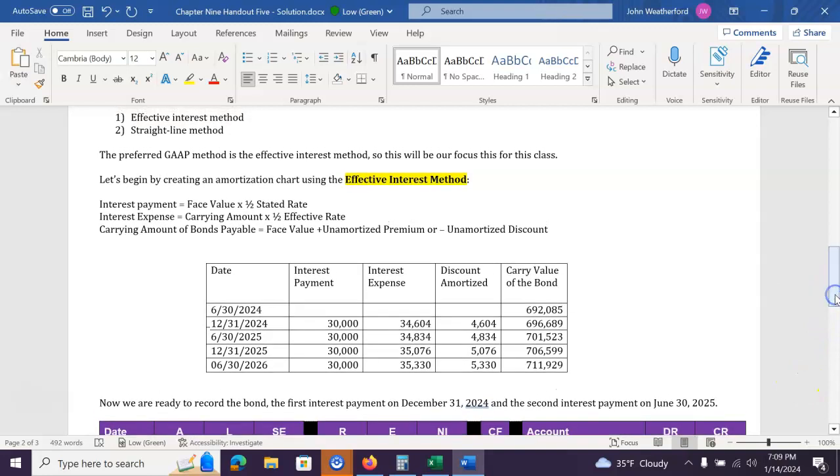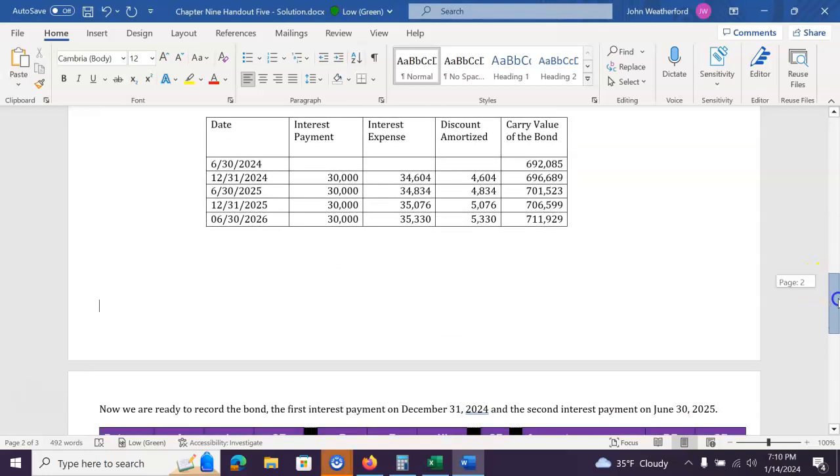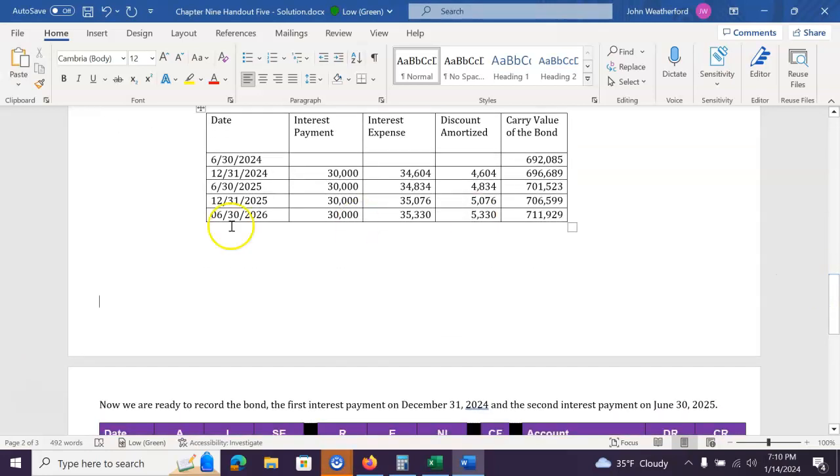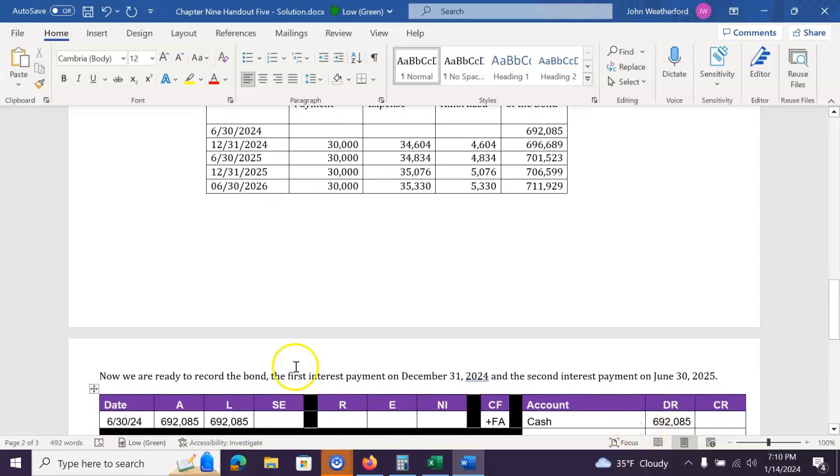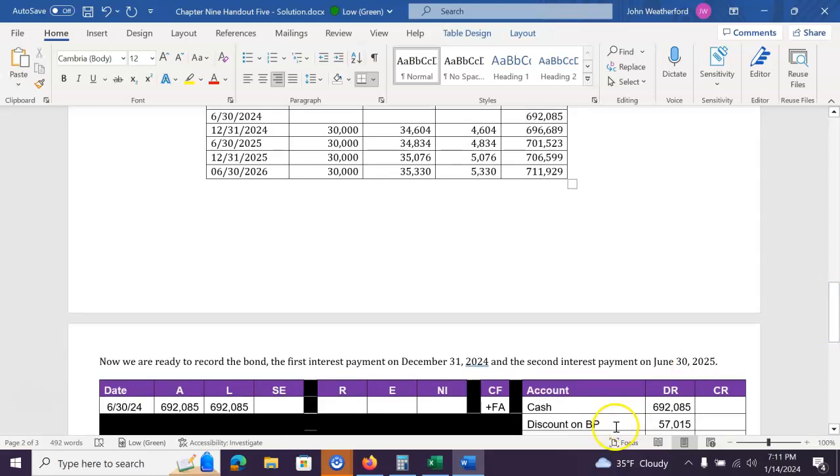But first, we'll make the entry to record the issuance of the bonds on 6/30/24. With our first entry here, the issuing corporation is going to have more cash, right? So we'll debit cash for $692,085, the issue price. All right, and we know we're going to credit bonds payable for the full face amount, $750,000. So that means we need to debit something else, right? Well, that's where the discount goes on the books. Discount on bonds payable is debited for $57,015.